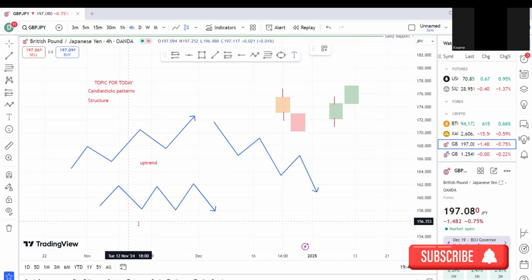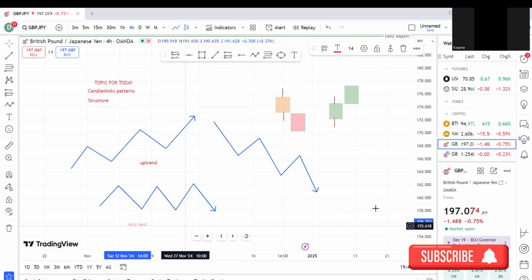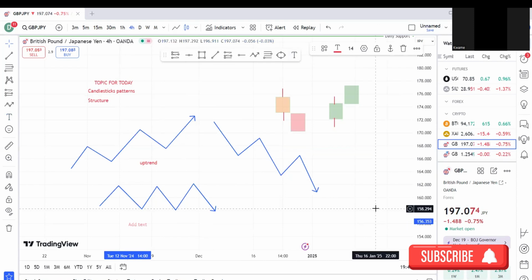So, first of all, I would like to teach you the candlesticks, because that's what you see first before you see the structures. You see the candlestick first. And every candlestick has a meaning. They are not just there because the candle just formed itself. No, every formation has a meaning.